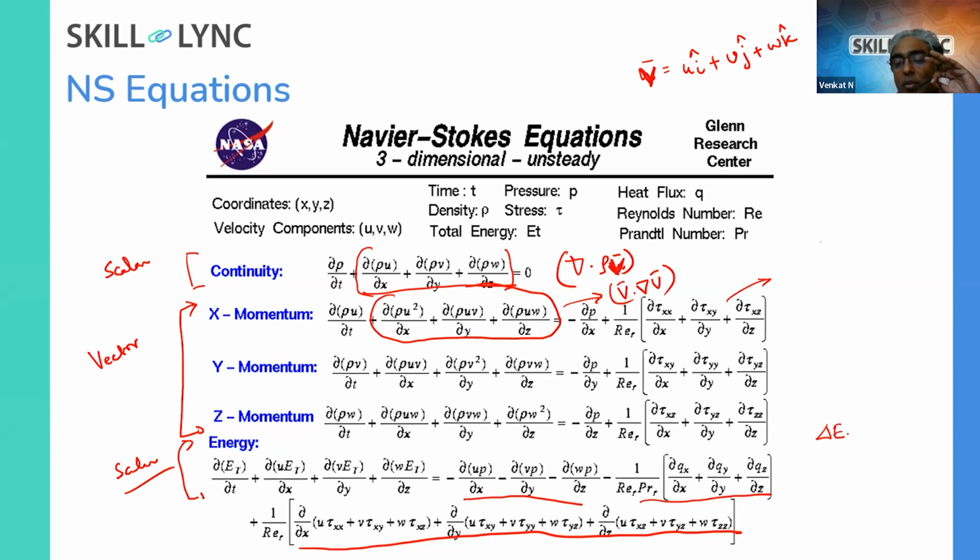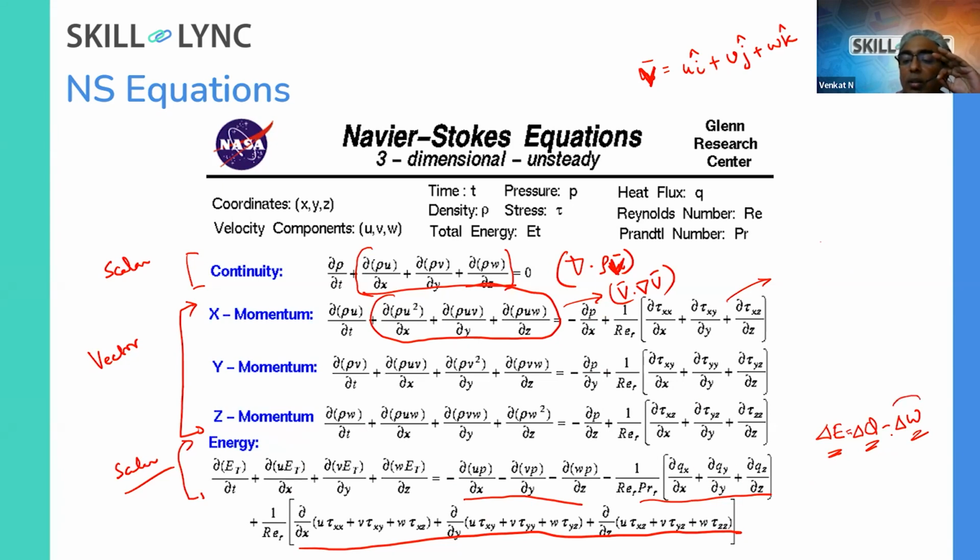Delta E is equal to delta Q minus delta W, right? This is the work done, this is the heat added, this is the energy change. So this is what is coming out from your, this is the starting point for your energy equation.